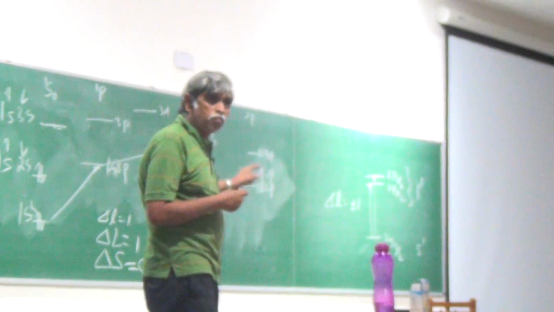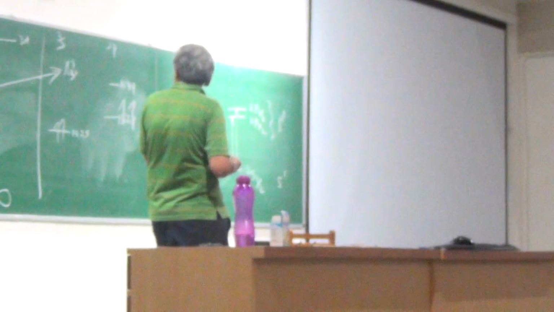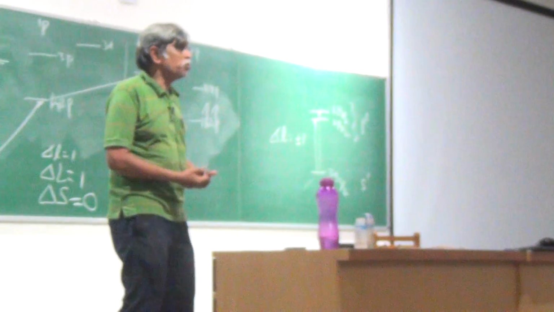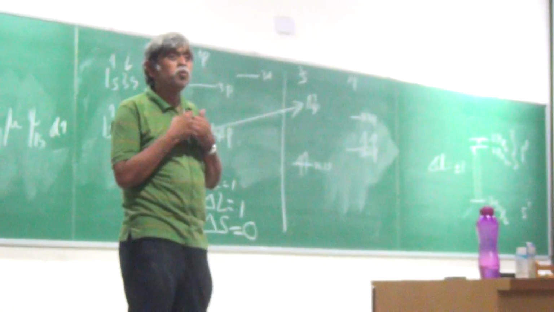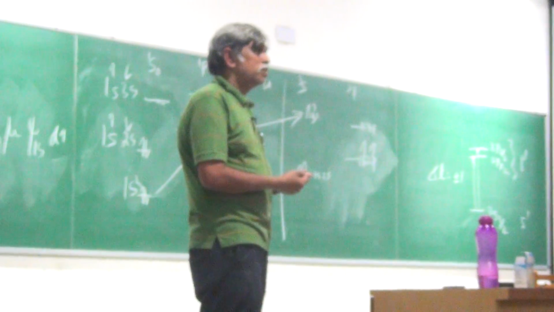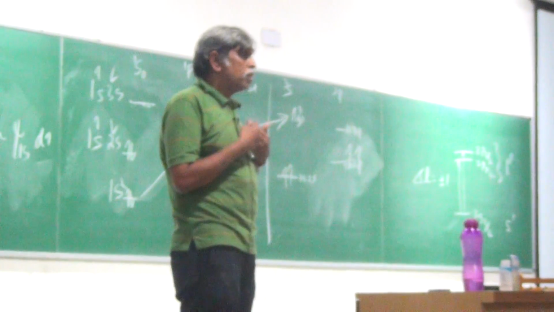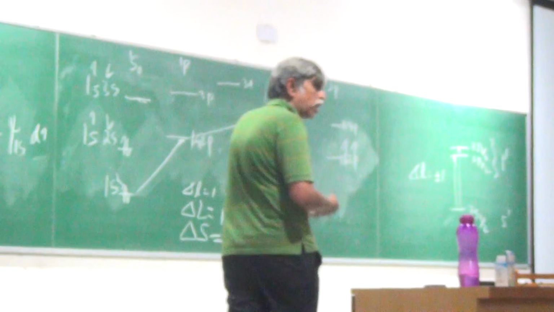There is no problem with the delta L selection rule for that transition I showed you. There is no problem with the delta capital L selection rule, because that also is delta L is -1. But what is the problem over there? You have a delta S not equal to 0. It's 3 going to 1, therefore it's not 0. And therefore you will find that that transition is actually not allowed.